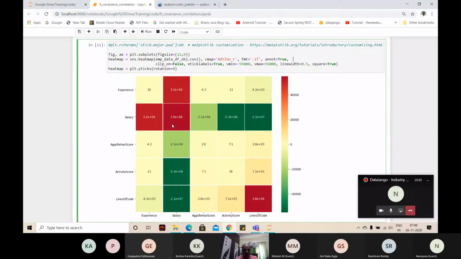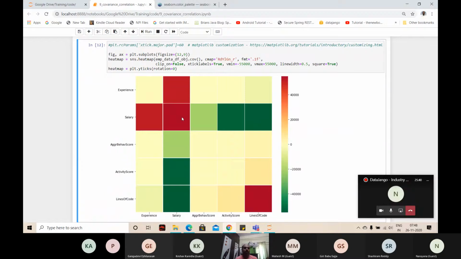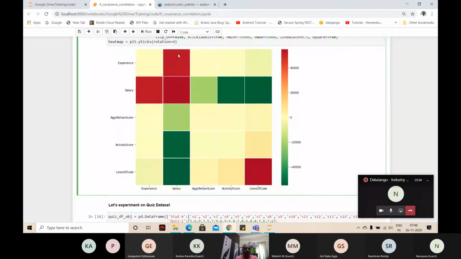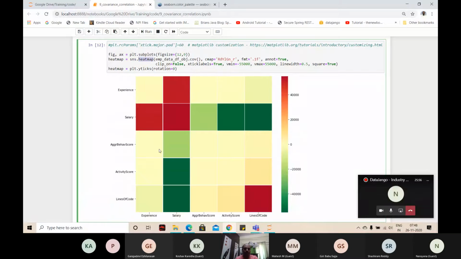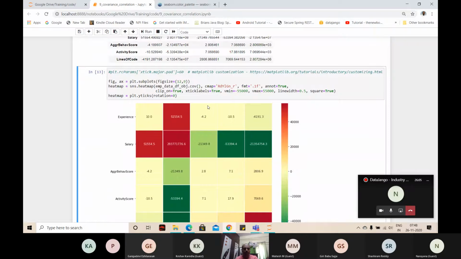Annotate true: do you want to show the number on the box or not? If I don't annotate, it will not actually show the number there. And if you look at the heatmap API, you will understand all these. Clip on, I think it will get stuck with that. I forgot what this clip on thing is.